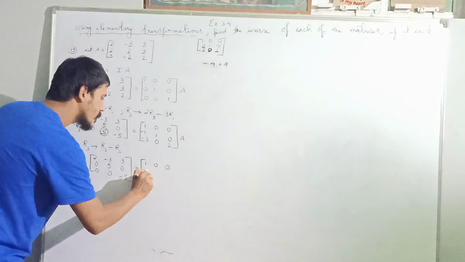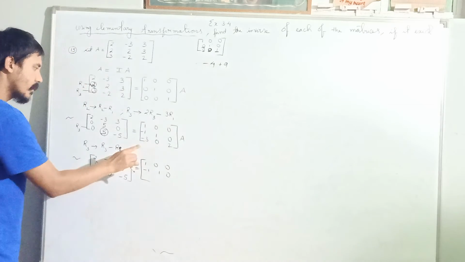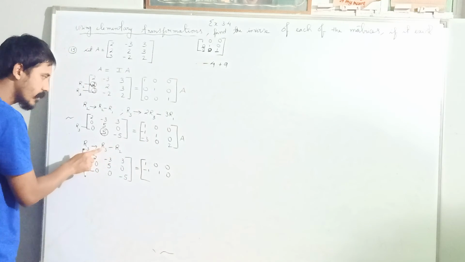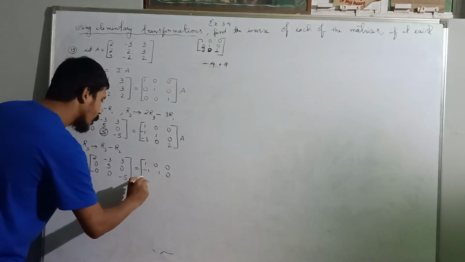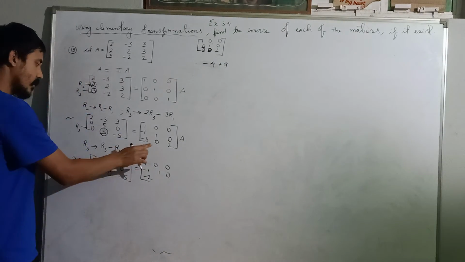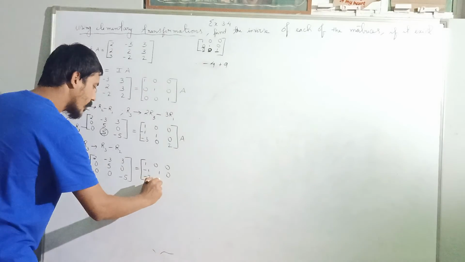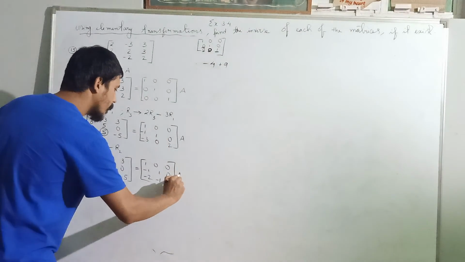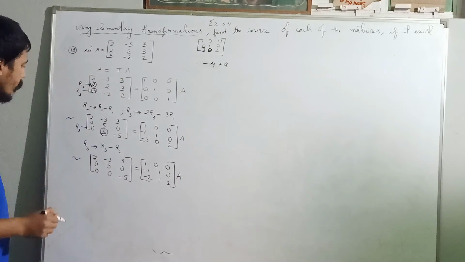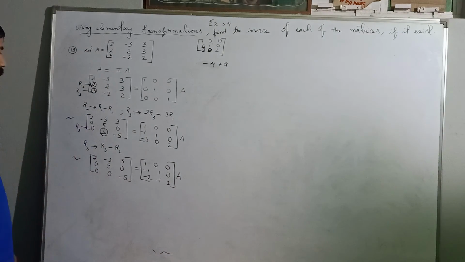1, 0, 0, minus 1, 1, 0, minus 3 plus 1, minus 2. 0 minus 1, minus 1. 2 minus 0, 2. Now I'm going to make this as 1.